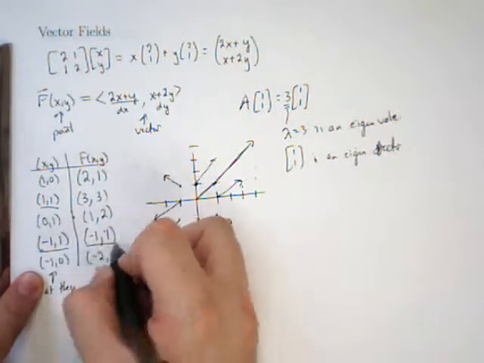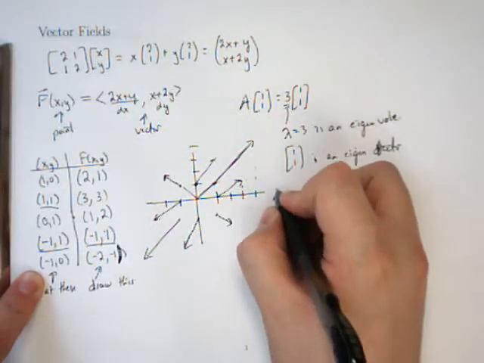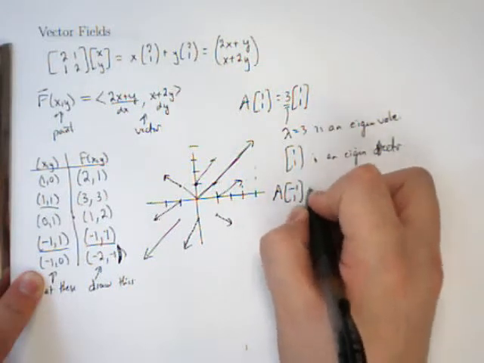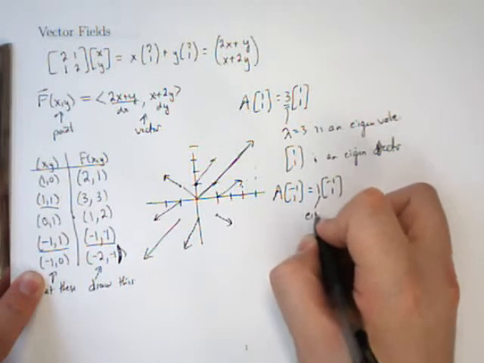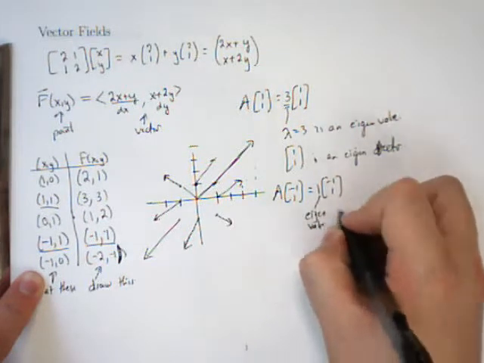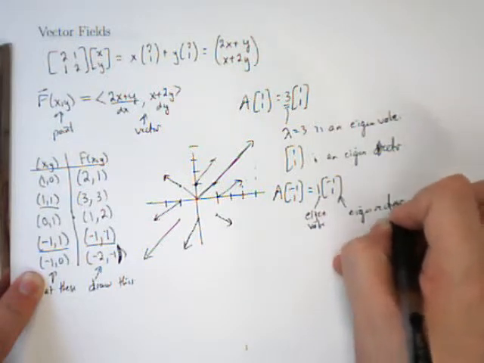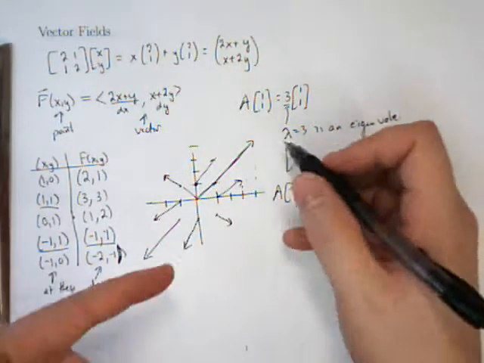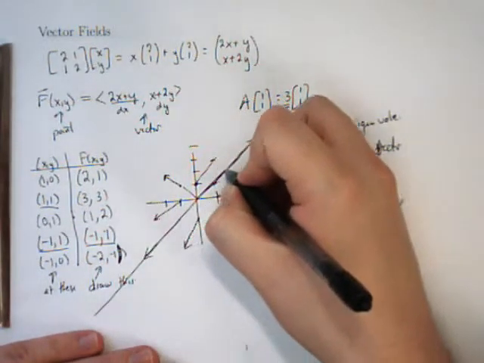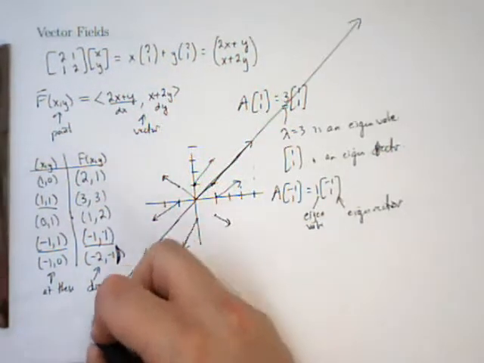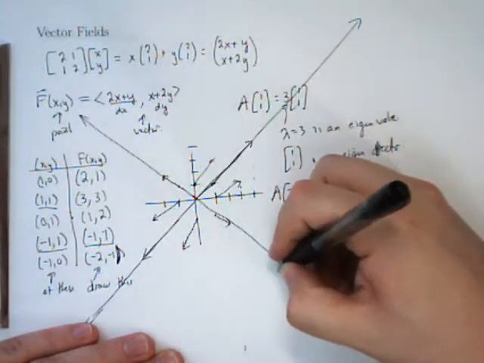Similarly, the same thing happens here. When I put in (-1, 1), I get out (-1, 1). So A times (-1, 1) is equal to 1 times (-1, 1), which means here's our eigenvalue, and here's our eigenvector. This vector field, if you were to continue drawing in these directions, as long as you start on this direction, you stay in that direction forever. And if you start in this direction, you stay in that direction forever.